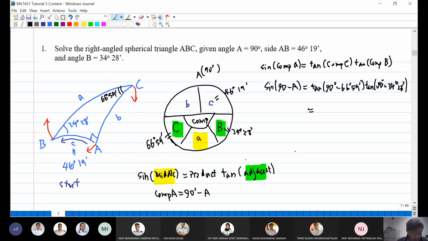Okay, 90 minus 66 degree, 59 minutes. So we did this for already actually 20 degree, 1 minute here. And this one is 90 minus 34 here, and 28 minutes here. 55, 32, which actually did this before.